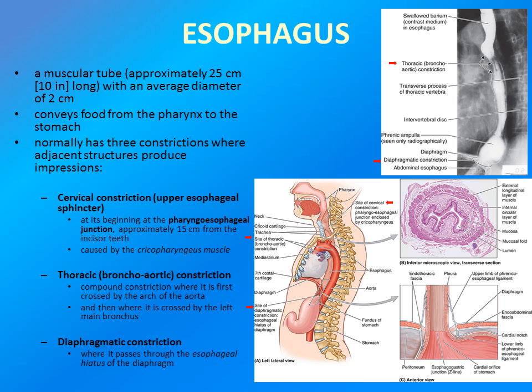The cervical constriction is also known as the upper esophageal sphincter. It begins at the pharyngo-esophageal junction, which is approximately 15 centimeters from the incisor teeth, and is caused by the cricopharyngeus muscle, right about here in our diagram.